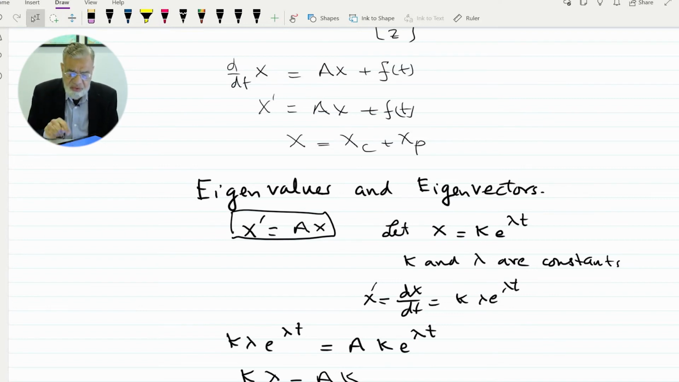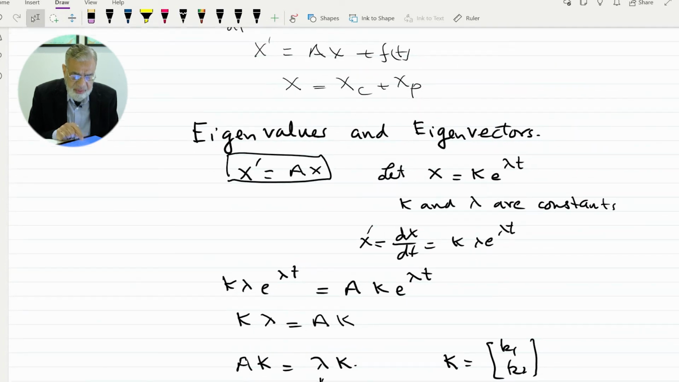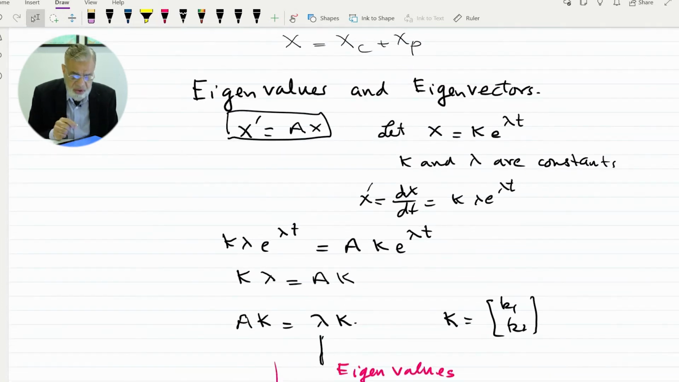So when I take the derivative of this, I get dx by dt is equal to k lambda e to power lambda t, because the derivative of e to power lambda t is e to power lambda t, and then the derivative of lambda t is lambda. So I substitute here, and I get x dash is k lambda e to power lambda t equal to A k e to power lambda t. So e to power lambda t we cancel from both sides because that is not equal to 0. We get k lambda is equal to A k. I rewrite this: A k is equal to lambda k.